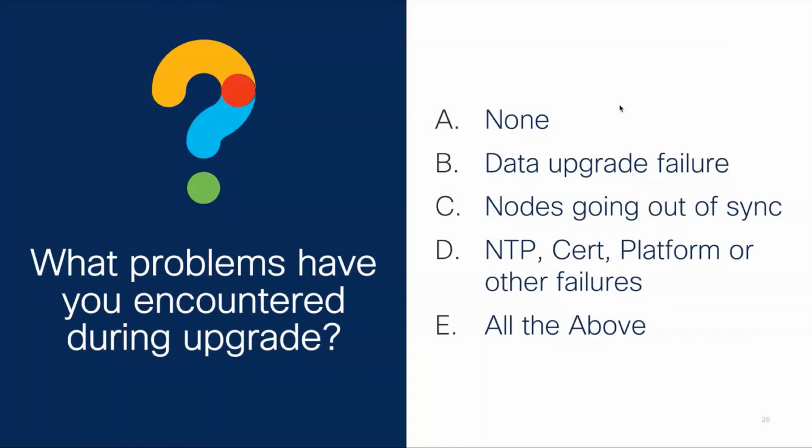So now we have one more poll question here. What are the problems that you might have encountered during the upgrade? Have you encountered no problem at all, or any data upgrade failures during your upgrade process? Or have you encountered nodes going out of sync while upgrading your deployment? Or NTP, certificates, platform, or other failures? Or have you encountered all the problems? Just let me know your answers in the poll window. I'll give you a couple of seconds to answer this.